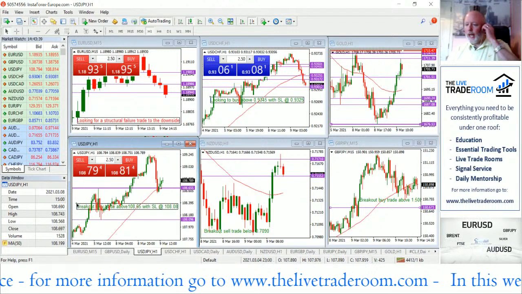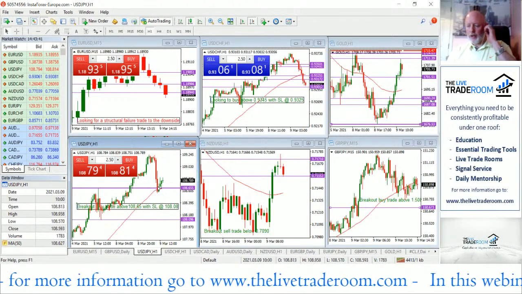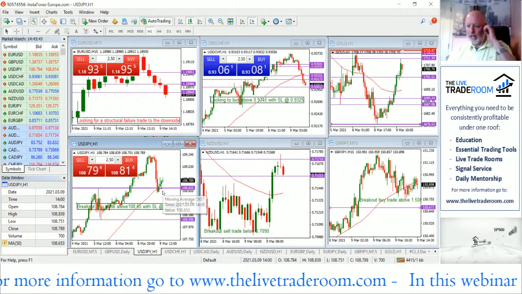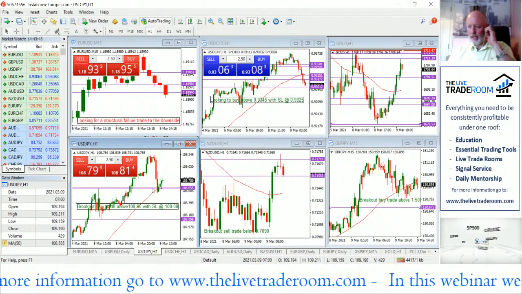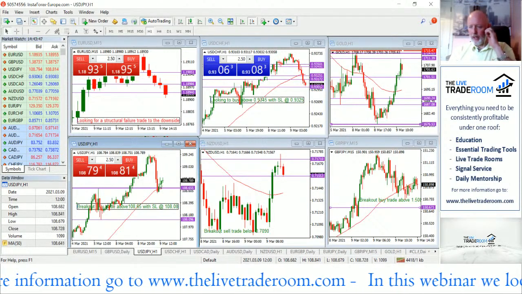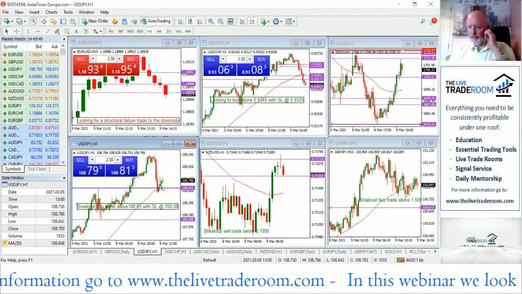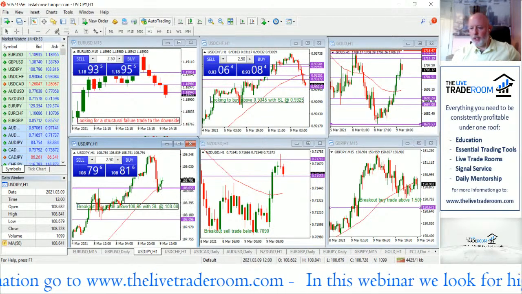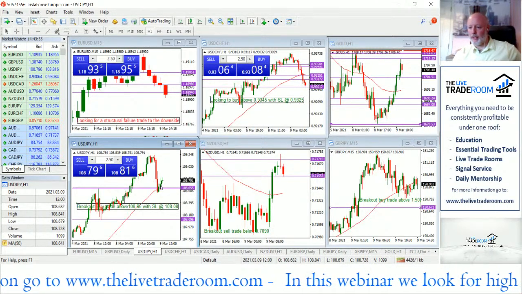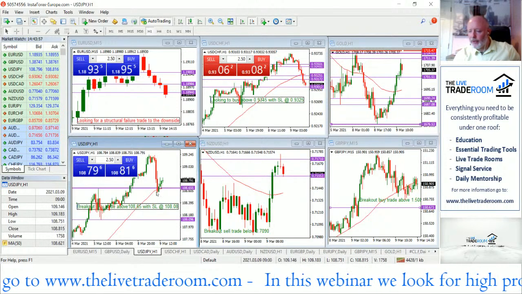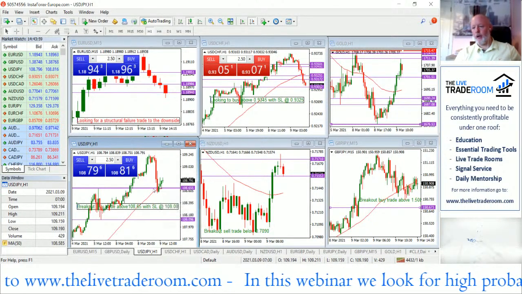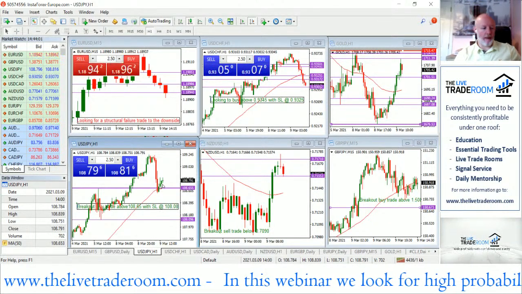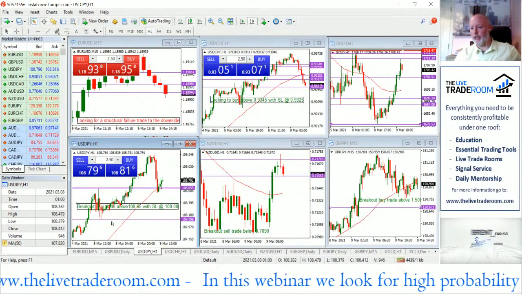So actually, we can look for that structural failure trade to the upside as well. We've had this little market just bounce off that. There's very little liquidity in these levels. You know, we're talking about 10 pips. This market has moved about 10 pips in the last hour and 15. So really not that much volatility in this market, as you can see.